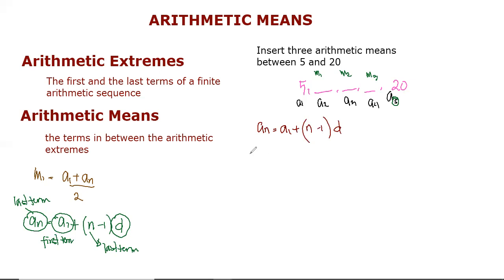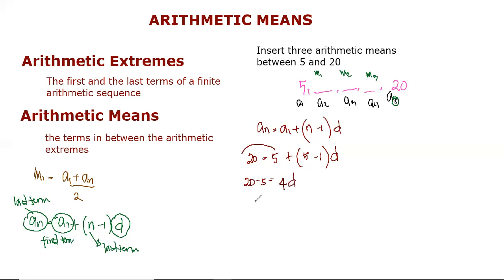So we have 20, the last term, is equal to the value of a sub 1, which is 5, plus, what is n for the last term? We have a sub 5, so it is 5, minus 1 times the common difference. Okay, so now you need to transpose positive 5 to the left side. So it will become 20 minus 5 is equal to 5 minus 1 is 4 times d, which is 4d.